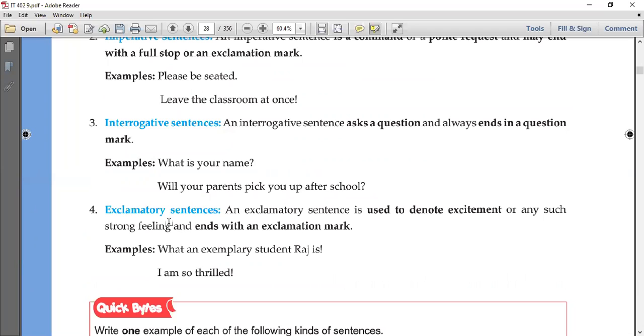These are interrogative. Exclamatory sentences are used to denote excitement or strong feelings, right? And all exclamatory sentences end with an exclamation mark. Like, what an exemplary student Raj is, right? So you're saying these words in excitement. I am so thrilled, right? So this shows that you are excited, and at the end of these sentences you put exclamation marks.